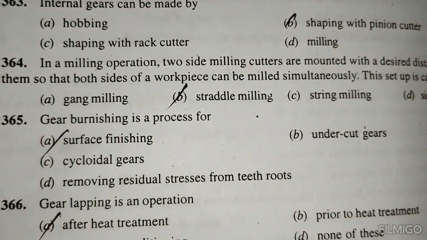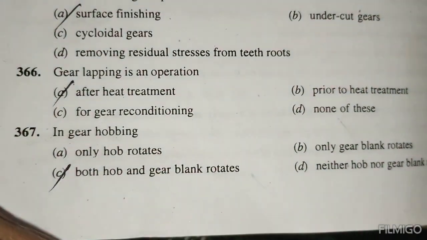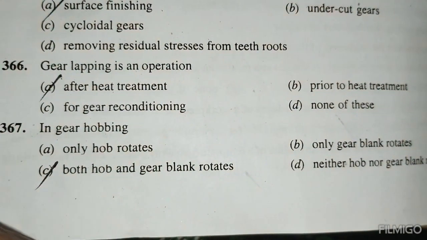Gear burnishing is a process of surface finishing. Gear lapping is an operation done after heat treatment. In gear hobbing, both the hob and the gear blank rotate.